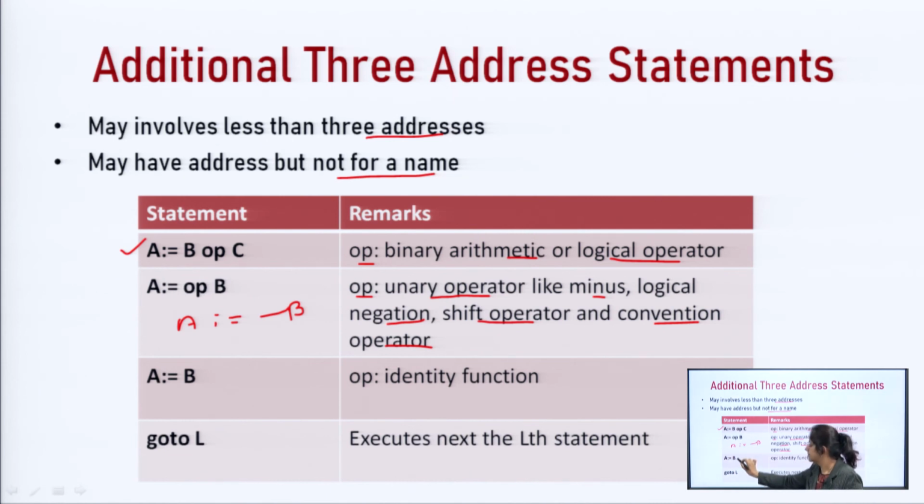Now, next is simpler. This is a generic form or simpler form of the previous one. A equal to B means no operator is there, and this is the identity function where we are just assigning the value of B to A. Next is go to L, and here go to L means that in a sequence of states, when we are at go to L, we will next execute the Lth instruction in the program. So, this is an unconditional jump statement.